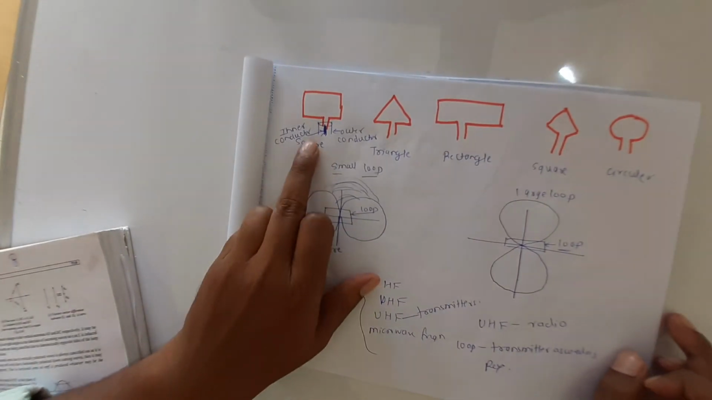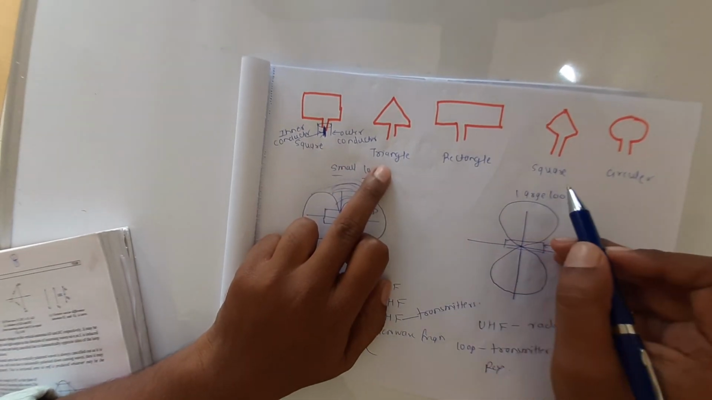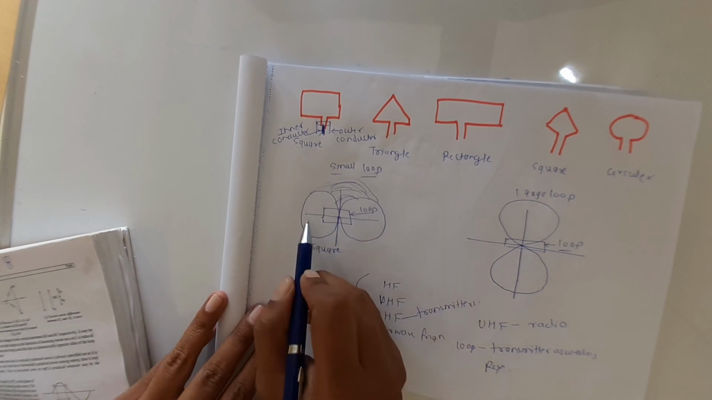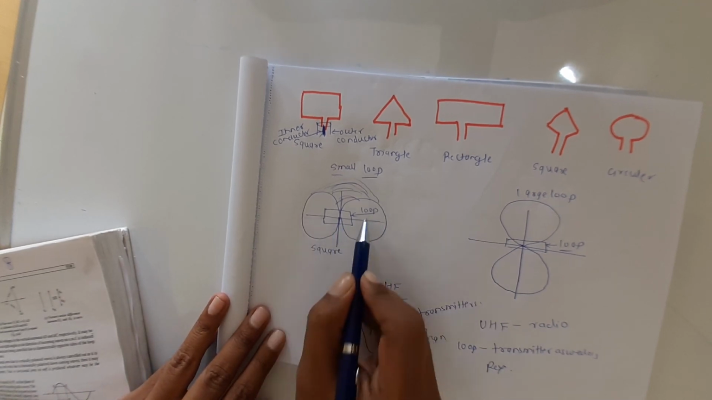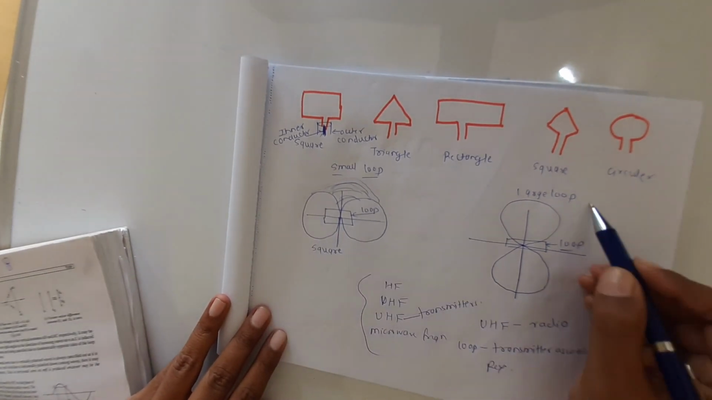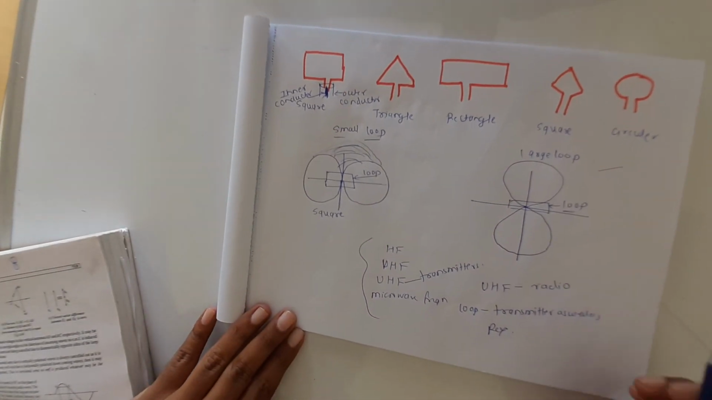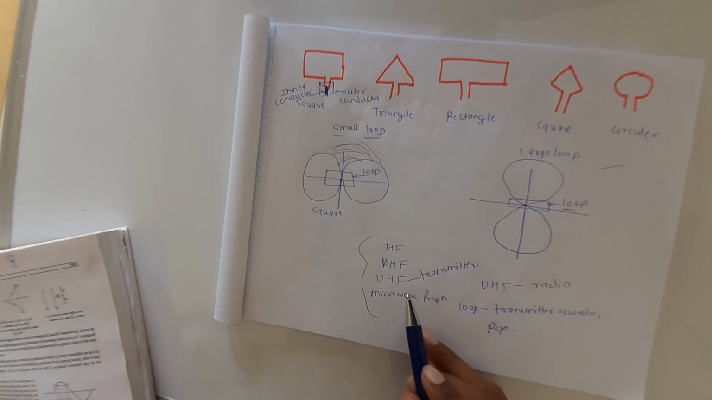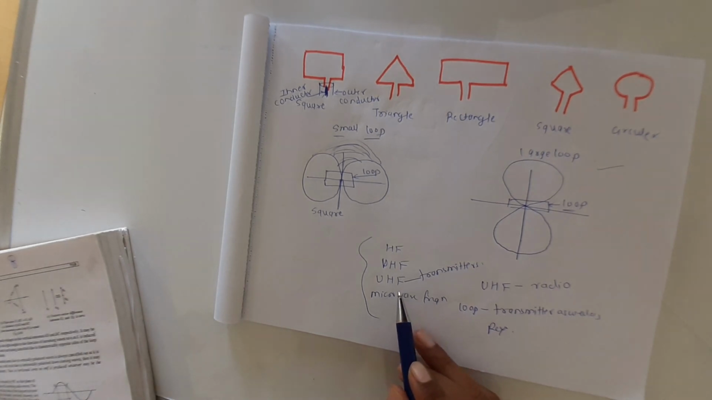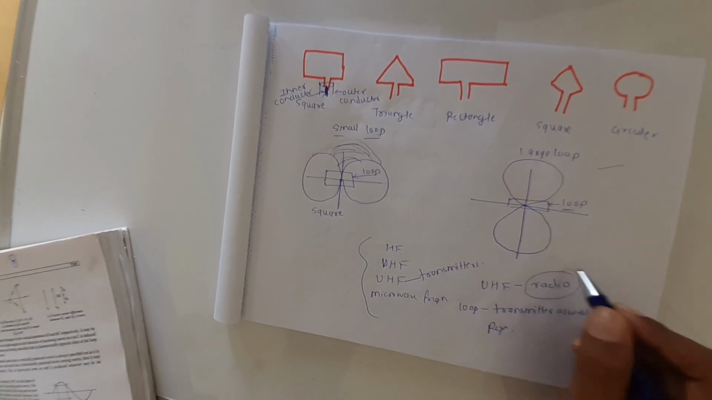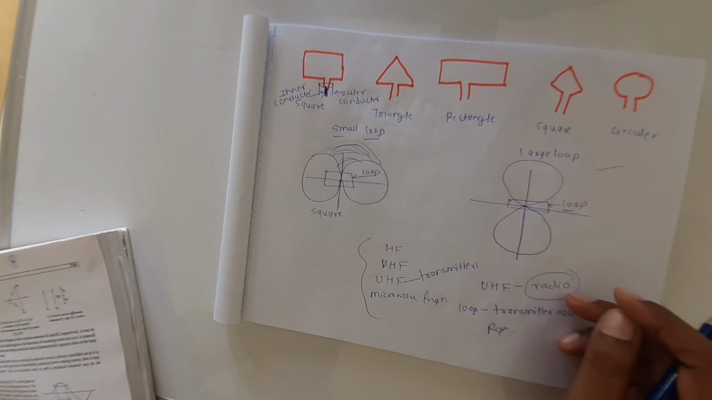Types are square, triangular, rectangle, and circular. For a smaller loop, the radiation pattern is parallel to the axis, and for a larger loop the radiation pattern is perpendicular to the axis. Its applications are in high frequency, very high frequency, ultra high frequency, and microwave frequency. It is also used in radio transmitter and receiver, and UHF transmitter.